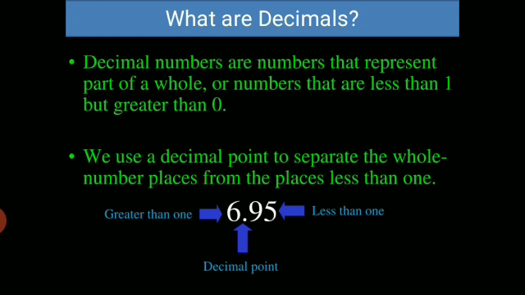Decimal numbers are numbers that represent part of a whole, or numbers that are less than 1 but greater than 0. We use a decimal point to separate the whole number places from the places which are less than 1. For example, in the number 6.95, here 6 is greater than 1, then the decimal point, and then 95 is less than 1.